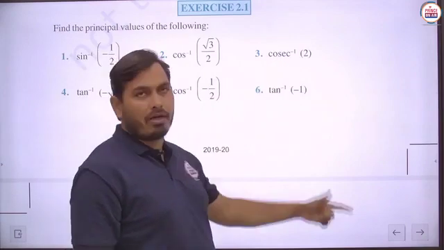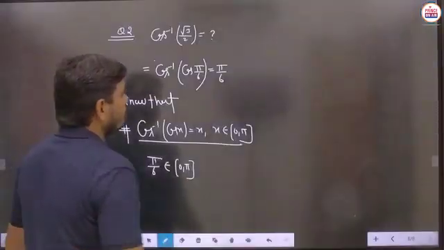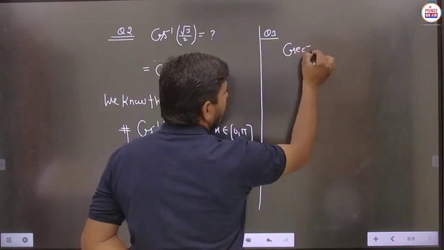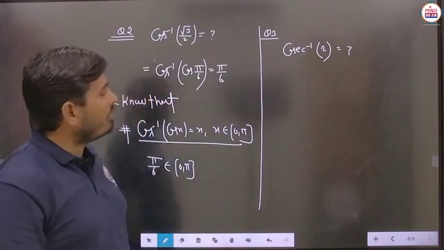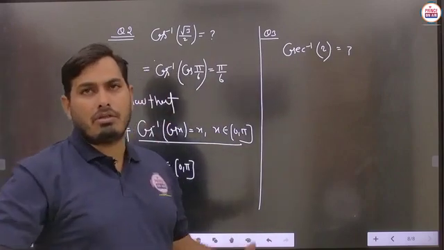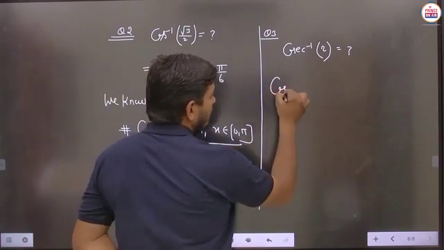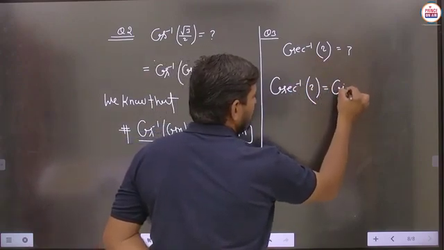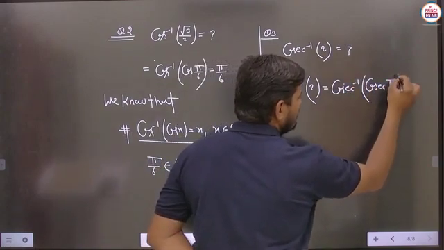Next question number 3 is again a similar type of question where we have to find the principal value of cosec inverse of 2. So definitely first of all, the corresponding value 2 will happen at the 60 degree, and 60 degree means 30 degree. 30 degree will be written as pi by 6 here. So you can say that cosec inverse of 2 can be written as cosec inverse of cosec pi by 6.